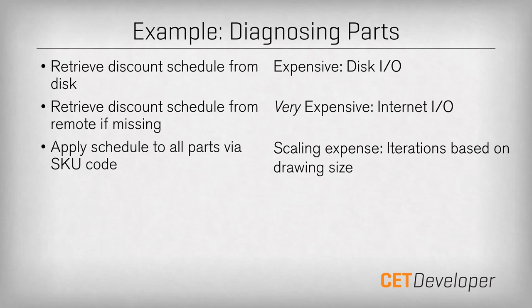But recently, their caching system has started to not help as much. Their parts generation has gotten really slow recently. And so what we're going to see is an example of how you would trace down that problem using probes.